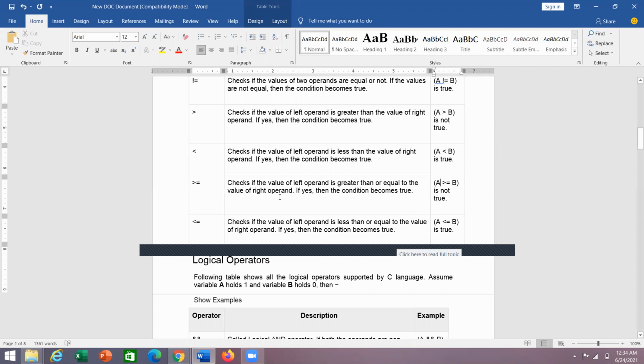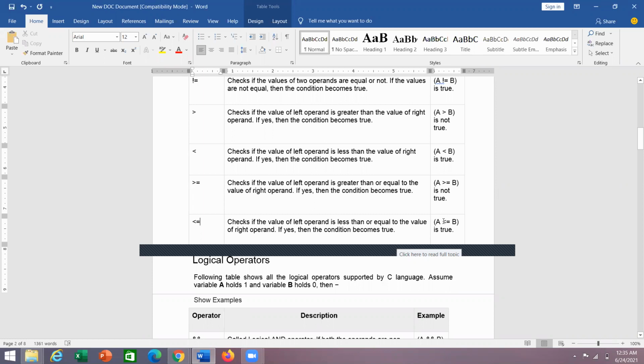So this is greater than equals, and now less than equals. It checks if the value of the left operand is less than or equal to the value of the right operand. If it is less than, that is okay, it is true. If it is equal, it is also true. So the value becomes true if it is less than or equal.